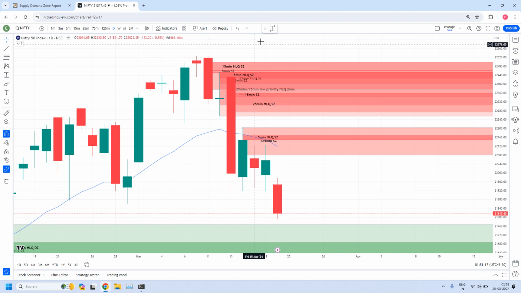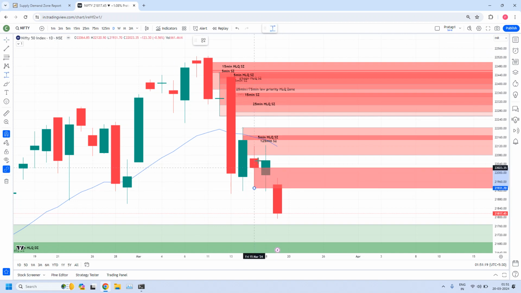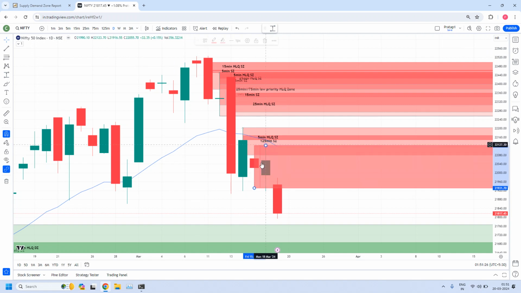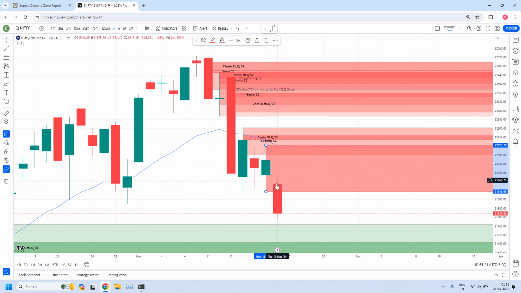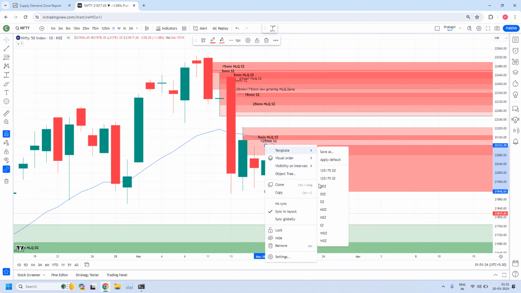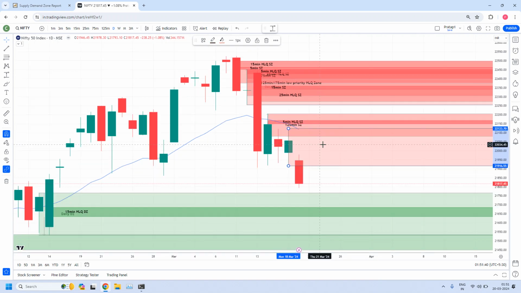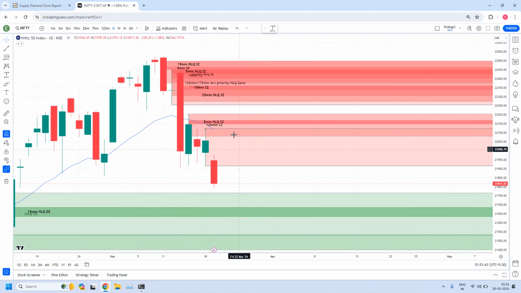So that means we have to draw a zone like this. Sorry, you have to draw a zone like this. This is the drop, base, drop. What kind of zone is it? Daily zone, daily supply zone. And this daily supply zone is having confluence with this 125 minute supply zone. Inside we have a 5 minutes high liquidity supply zone.